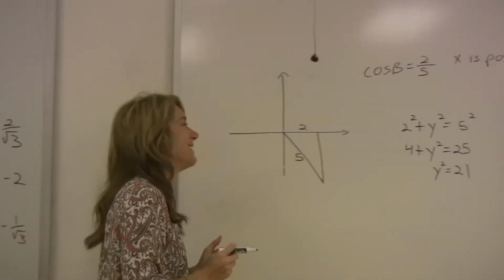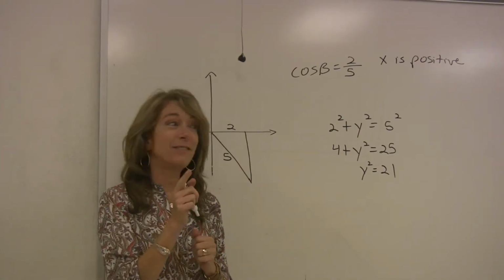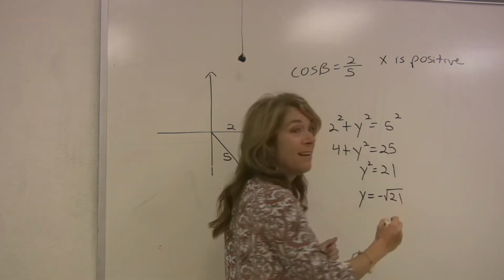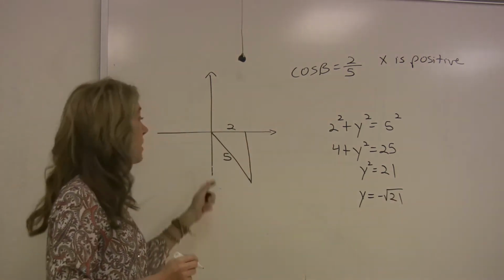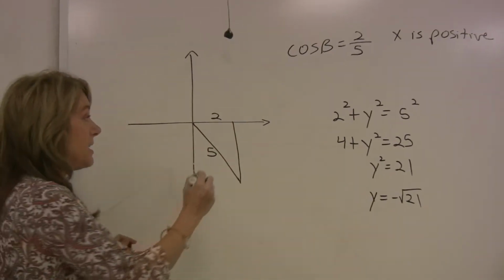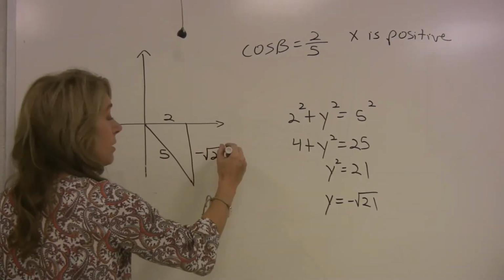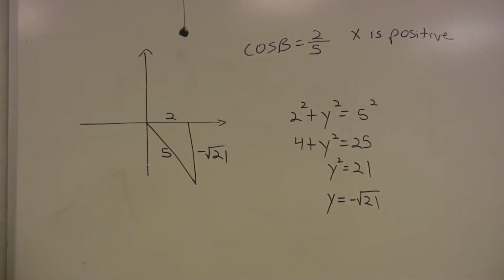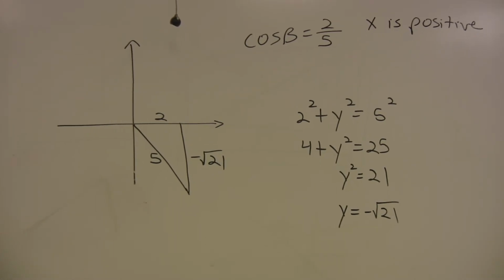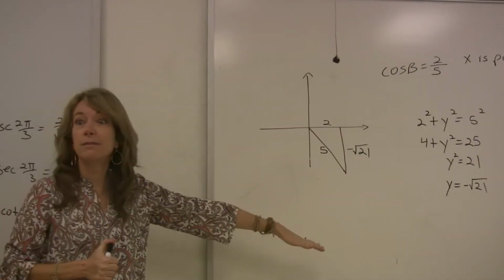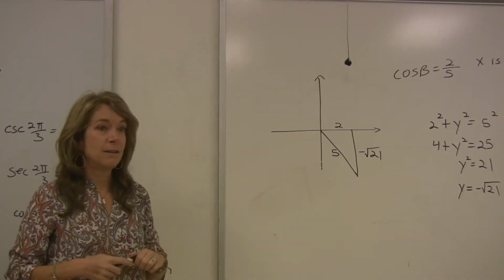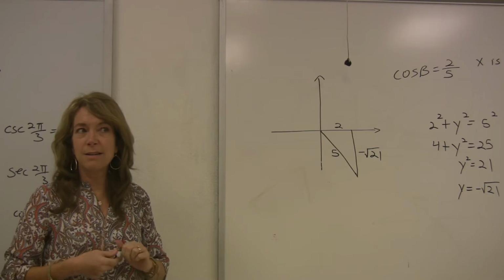Negative. Why is it negative square root of 21? Because I'm in the 4th quadrant. This is a y value going down over here, right? If I'm going down, this has to be a negative square root of 21. I like to draw the point, picture what quadrant I'm in. My x has to be positive, my y has to be negative if I'm over here, because I'm going down. If it was up, it'd be positive. Questions on how I filled that in?